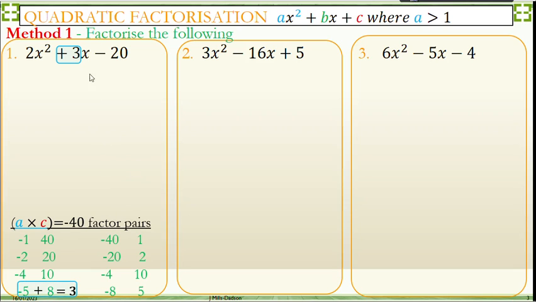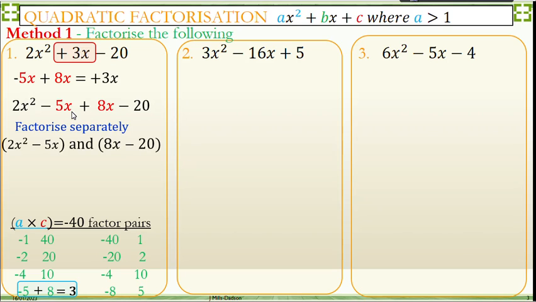It's this one. So you're going to replace the expression 3x with minus 5x plus 8x. So I'm going to rewrite plus 3x in this form. So now I'm going to write the original expression replacing 3x with this. Then from there, I'll factorize this separately, and I'll factor this one also separately. And you write your answer in one line.